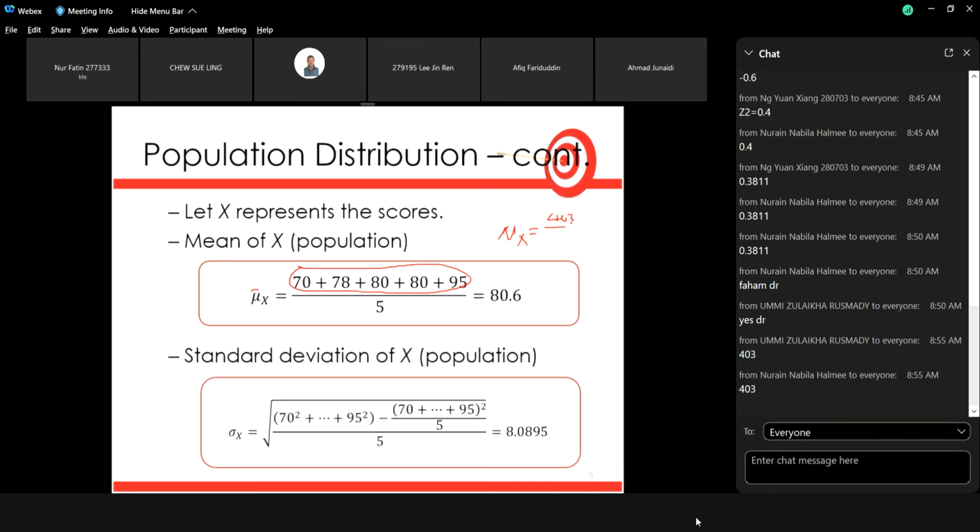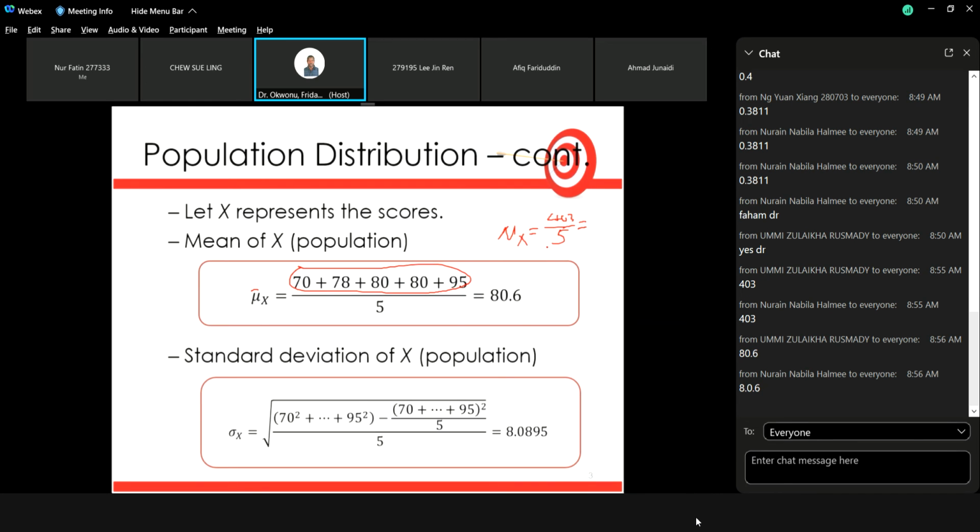403 divided by 5. What do you have? 80.6. So that is how you got this value.